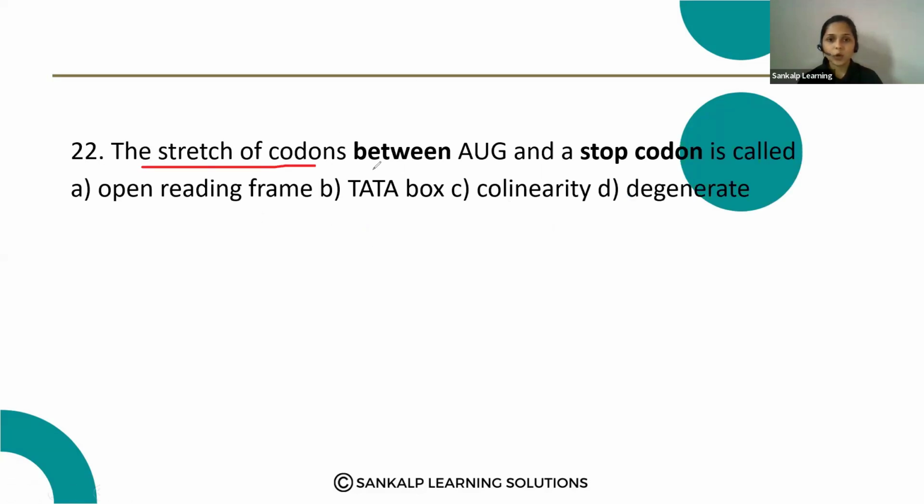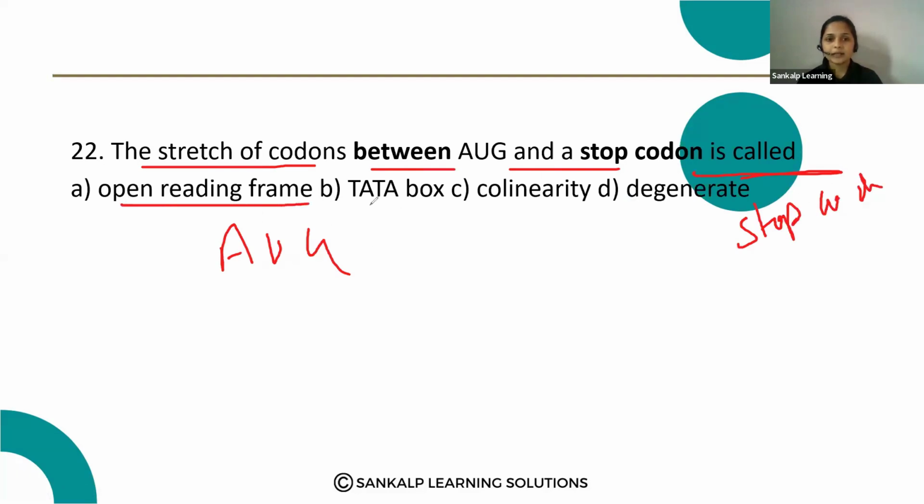The stretch of codons between the AUG and the stop codon is called what? Open reading frame, data box, collinearity, or degenerate? They are called the open reading frame.